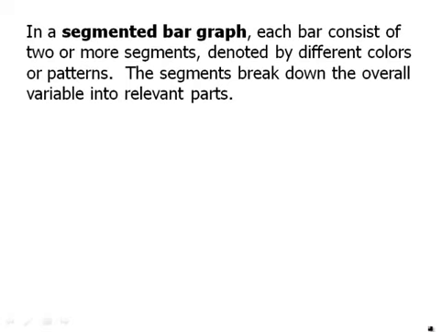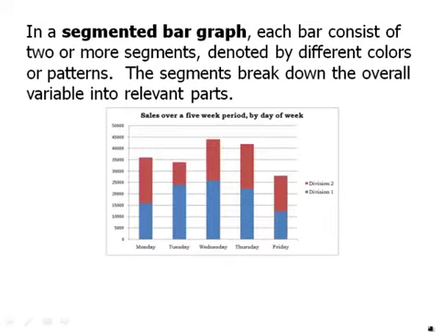In a segmented bar graph, each bar consists of two or more segments denoted by different colors or patterns. The segments break down the overall variable into relevant parts. So for example, here we have two different divisions of a company. And so notice that we might be interested in just the sales of Division 1. Division 1 has its highest sales on Wednesday. We might be interested in just the sales of Division 2. Division 2, well, it looks like Monday and Thursday are pretty close for Division 2. Tuesday is clearly the lowest sale day for Division 2.